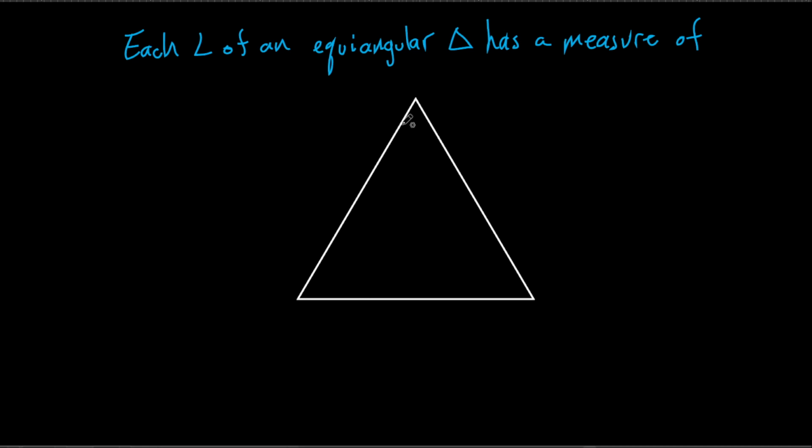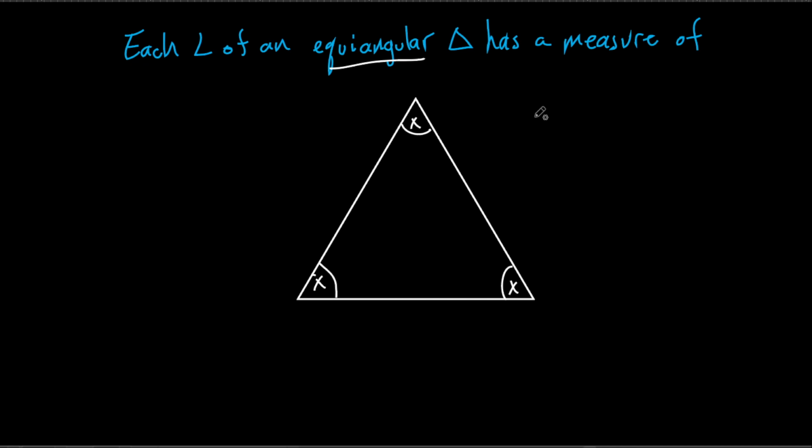Now, if all these angles are equal, so this angle, we'll call it x, and this angle is x, and this angle is x. Why didn't I call it x, y, and z? Because it's what kind of a triangle? It's equiangular, so they're all going to be the same exact letter, because they're all the same value. Make sense?